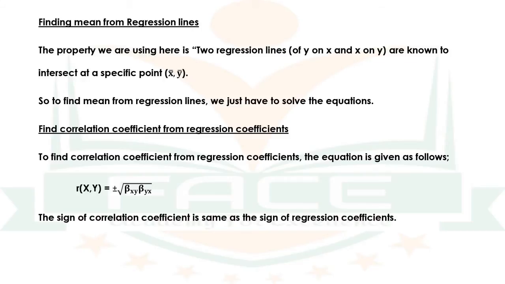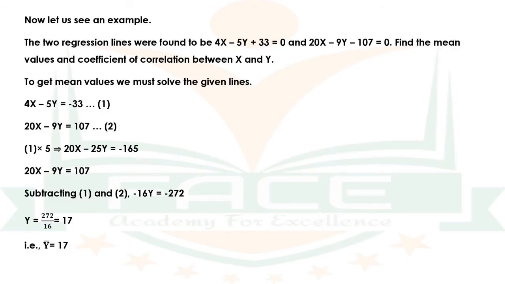Now to find the correlation coefficient from regression coefficients, we have an equation, and this equation is given by r of xy is equal to plus or minus square root of beta xy into beta yx. The sign of the correlation coefficient is the same as the sign of the regression coefficients. Now let us see an example.